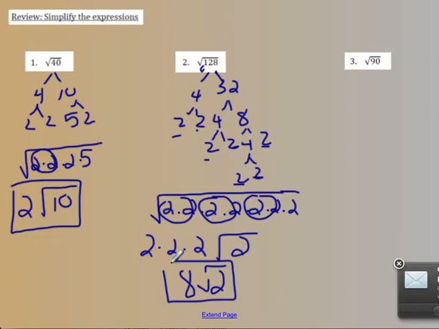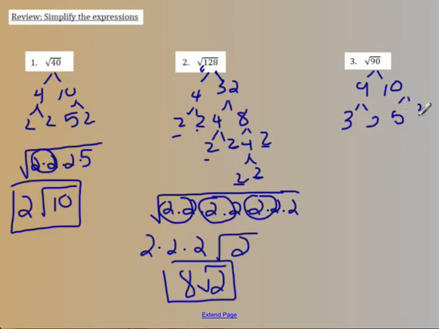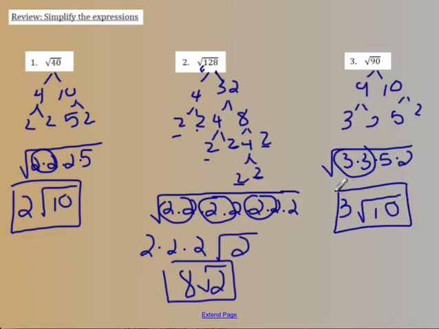Next, let's take a look at number 3. We want to break up 90. What we're going to do is break up 90 to be 9 and 10. So 90 breaks down to 9 and 10, 9 breaks down to 3 and 3, and 10 breaks down to 5 and 2. Then underneath the radical, I have 3 times 3 times 5 times 2. So I can take out a pair of 3's. When I do that, left underneath the radical, I have 5 times 2, which is 10. So this is really just 3 times the square root of 10.